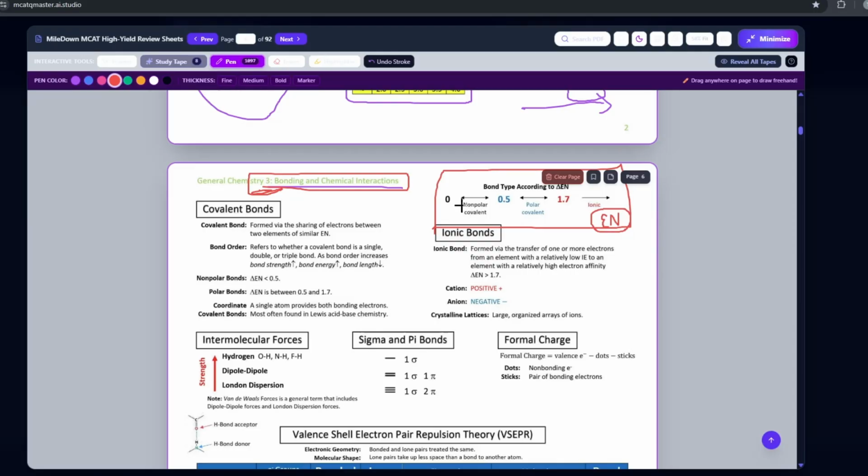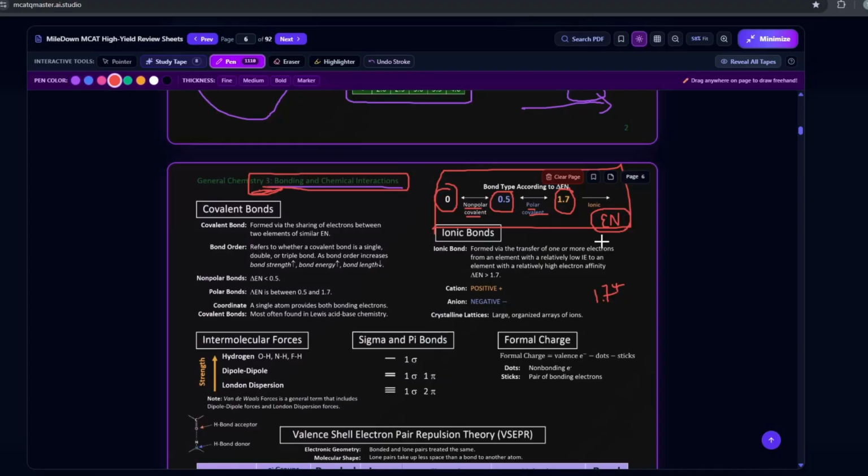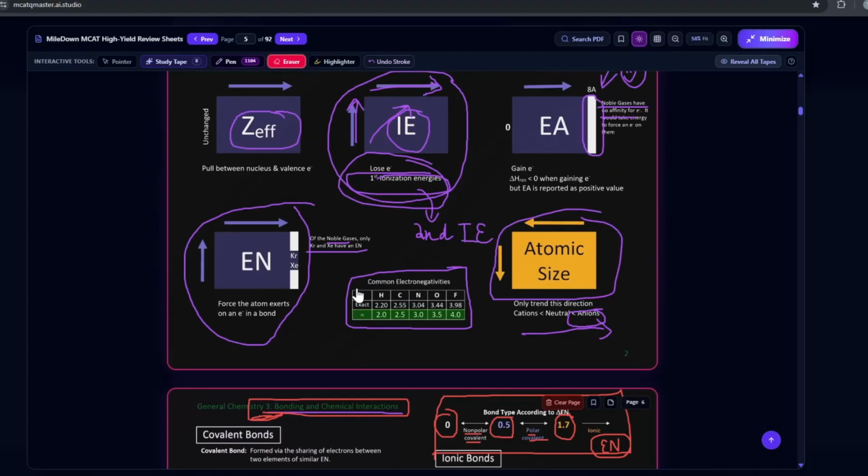And if you have no difference in electronegativity, then you're non-polar covalent over here on this end. That means the type of bond that happens is called non-polar covalent, and we'll go over more in detail soon. If your electronegativity difference between the two elements is 0.5 to 1.7, so it's a range, right? 0.5 to 1.7, any number between those is a polar covalent bond. And then anything above 1.7, so 1.7 plus, is an ionic bond.